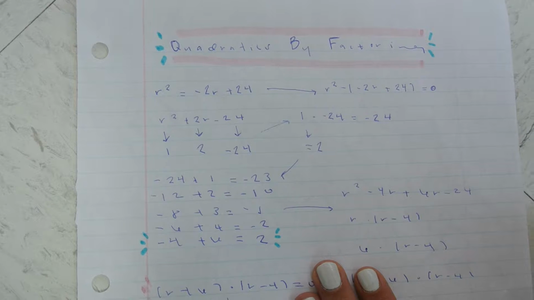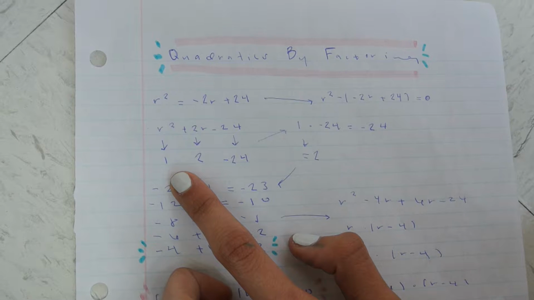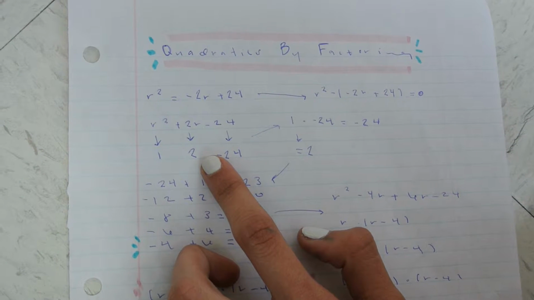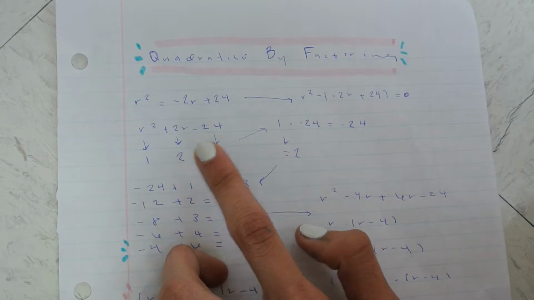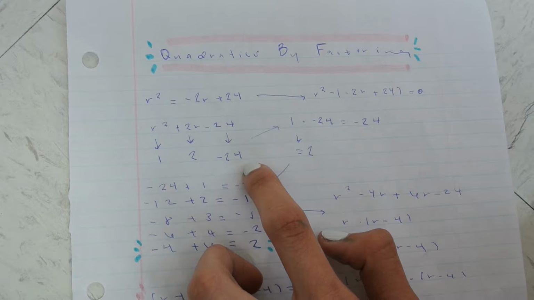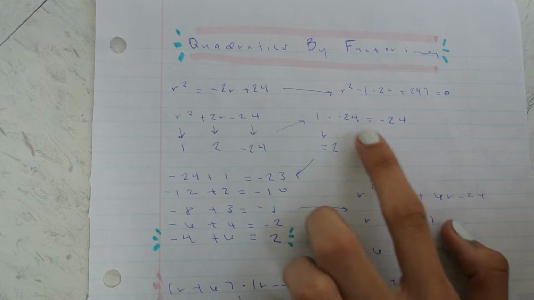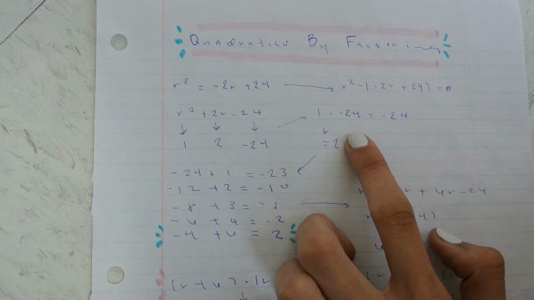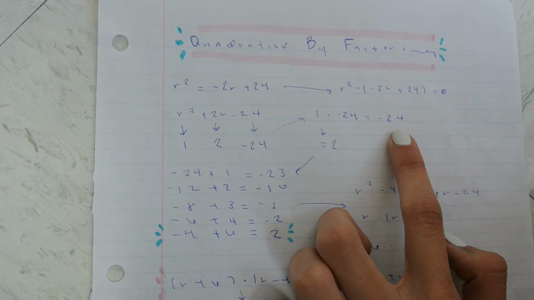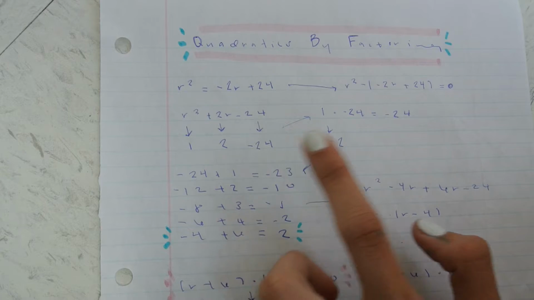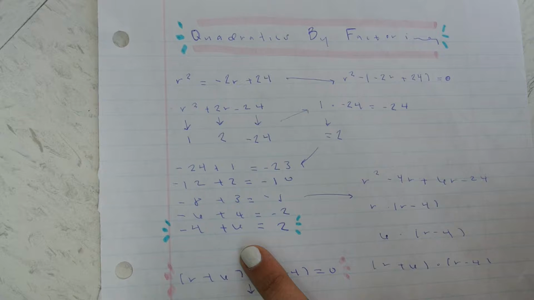So then you're going to find the coefficients of everything. The first term is r squared, so the coefficient is 1. The middle term is plus 2r, and the coefficient is 2. And the last term is the constant, and it is negative 24. So you're going to multiply the coefficient of the first term by the constant, so that's 1 times negative 24 equals negative 24. You're going to find two factors of negative 24 whose sum equals the coefficient of the middle term, which is 2. After you get your whole list, you find out that negative 4 plus 6 equals 2.